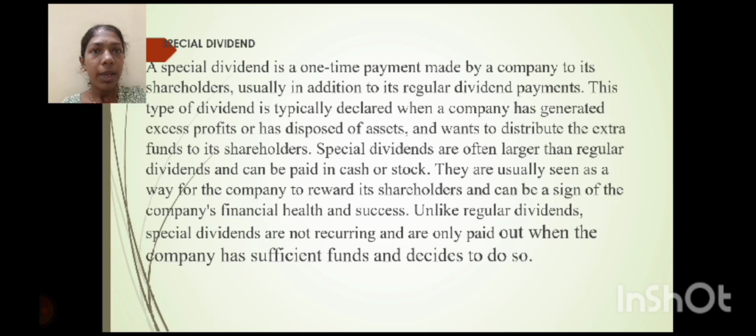Special dividend. A special dividend is a one-time payment made by a company to the shareholders, usually in addition to its regular dividend payment. This type of dividend is typically declared when a company has generated excess profits and has disposed of assets and wants to distribute the extra funds to its shareholders.